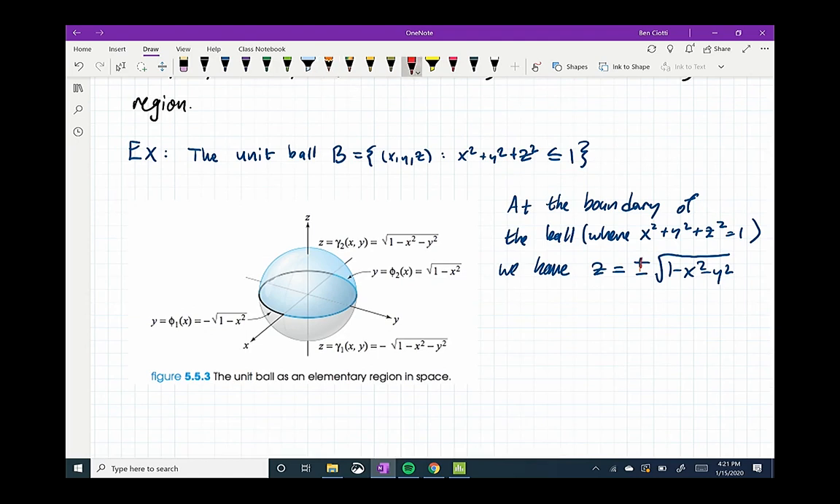All right. So here's the upper half. The plus corresponds to the top half of the sphere, like there, the upper surface, whilst the minus is the bottom half. Okay, so those are your two functions. Your gamma 1 is the bottom, and your gamma 2 is the top.